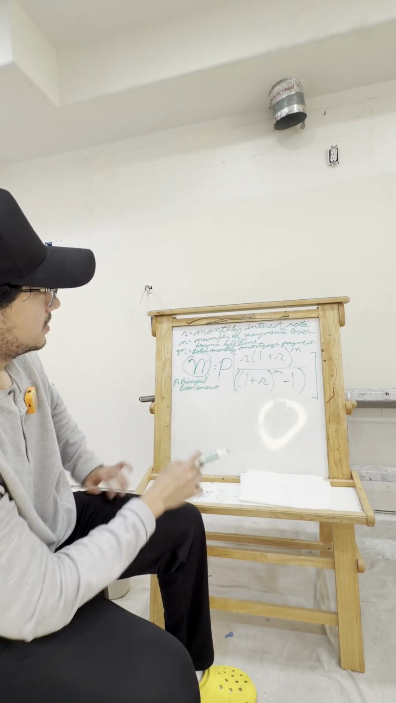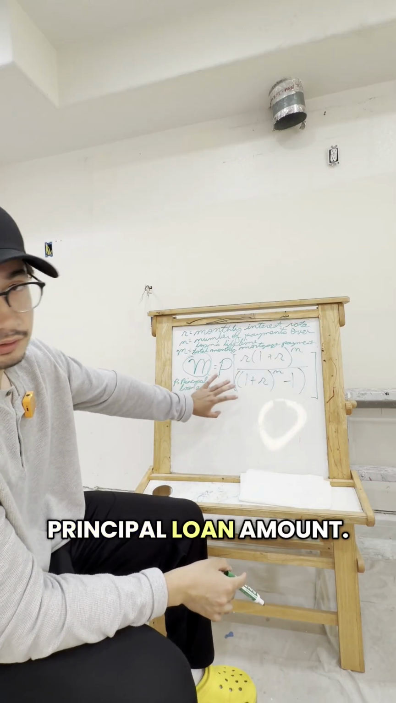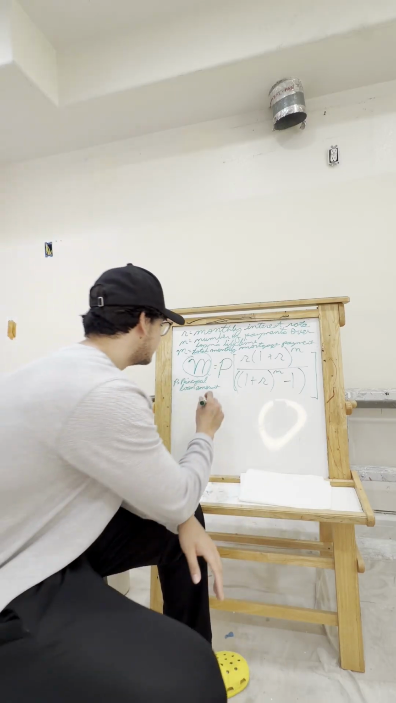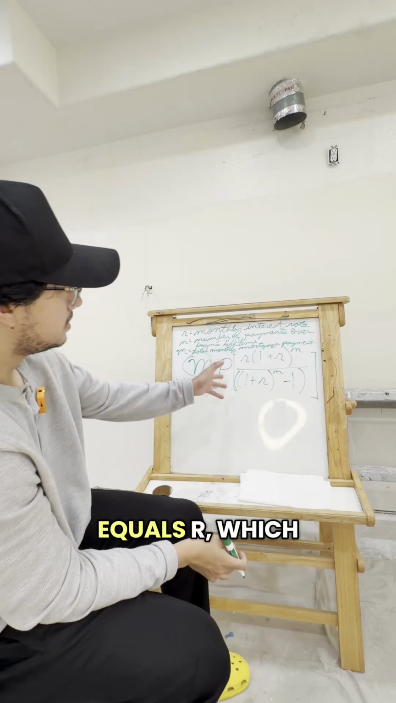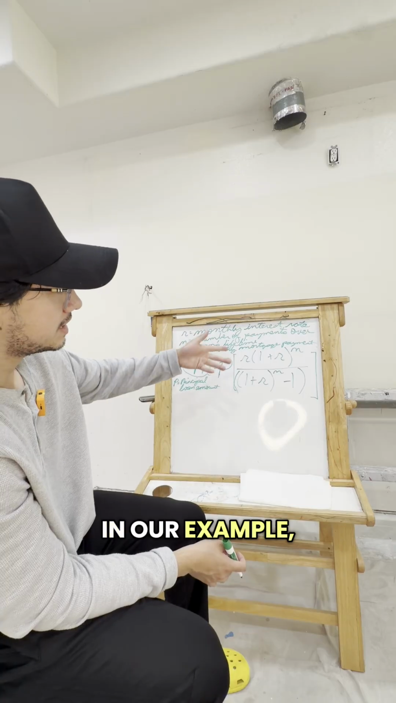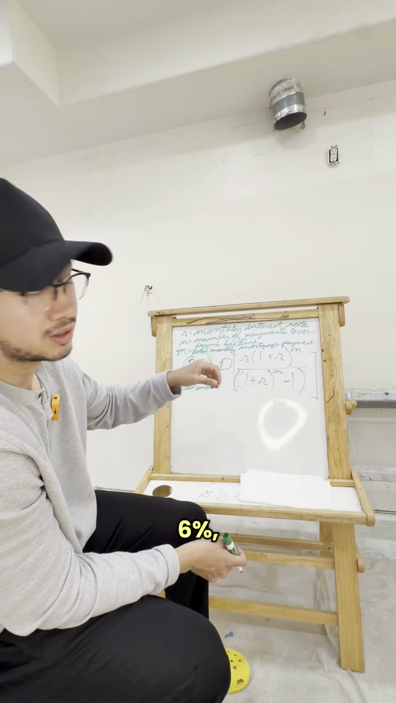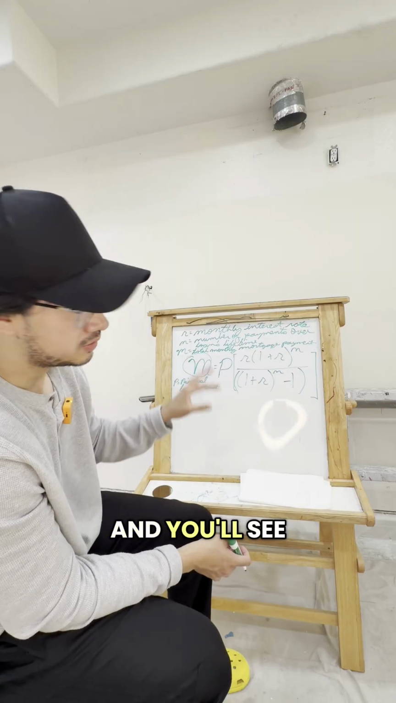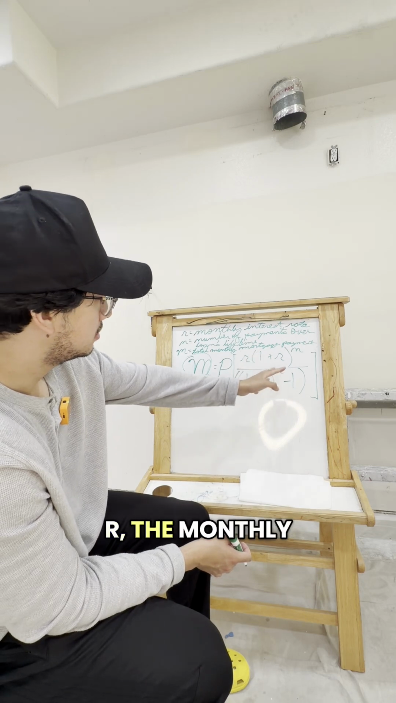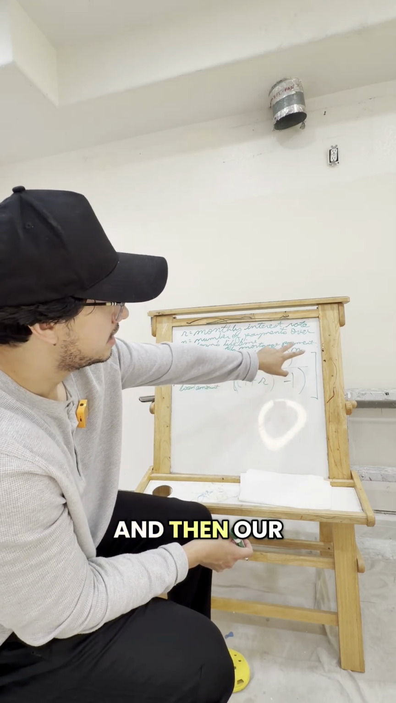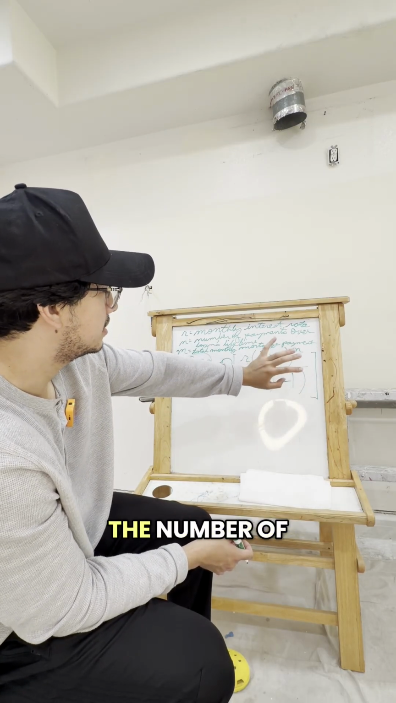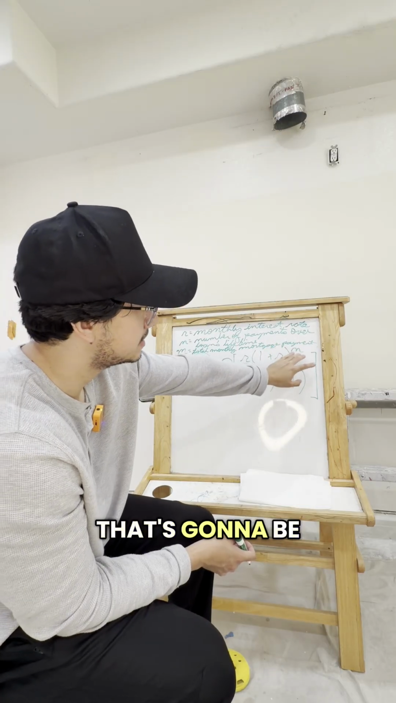Now, M equals P, which is the principal loan amount. For this example, we're going to assume it's 500,000, and we'll be getting to that in a little bit. R is the monthly interest rate. So in our example, if our annual interest rate is 6%, we're going to divide that by 12, and you'll see that in a little bit. Then R times 1 plus R, the monthly interest rate, and our exponent is going to be the total number of payments over the loan's lifetime. That's going to be N.